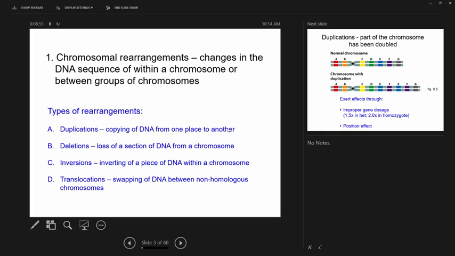Translocations, as we saw in the lab, are taking a part of one chromosome and putting it somewhere else in the genome where it doesn't go. And sometimes another part comes back and sometimes it doesn't. Don't worry, we'll get to it.